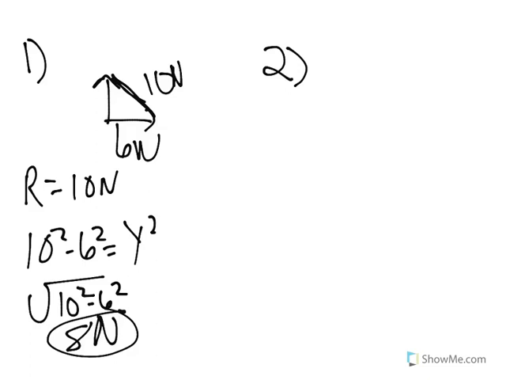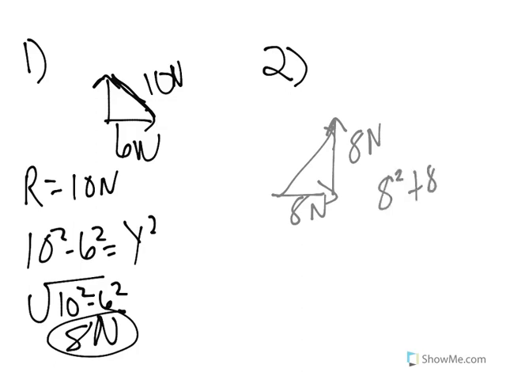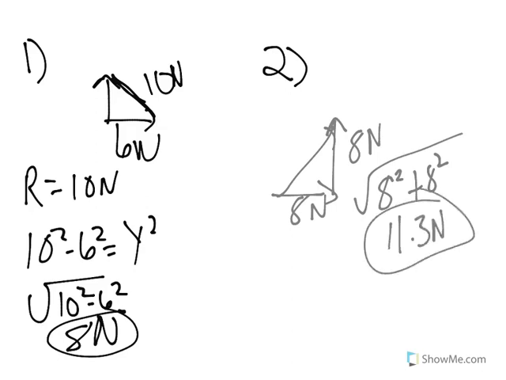Okay? Number 2, two forces OA and OB act simultaneously at point O shown in the diagram. The magnitude of the resultant force is closest to, and it should just be 8 newtons and then another 8 newtons, and you're trying to figure out the resultant, so it's just the Pythagorean theorem, which is 8 squared plus 8 squared, square rooted, which is 11.3 newtons, or B, 11. Number 3.